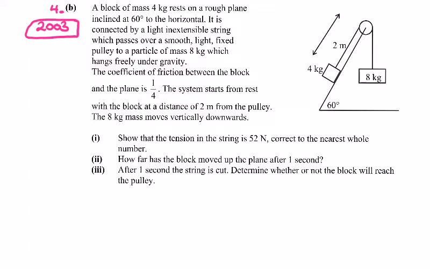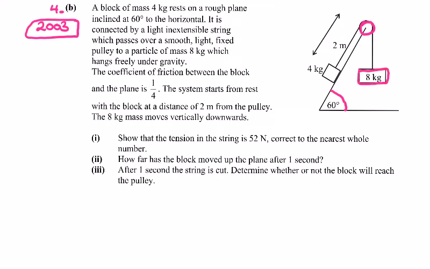This is 2003 question 4b, slightly longer than the easier part A, which was probably too easy, but you never know what can happen. So this one: a block of mass 4 kg, inclined at 60°. Take these pieces of information and draw our own diagram. It's connected by a light inextensible string which passes over this smooth pulley here, and we've got an 8 kg hanging at the end of it.